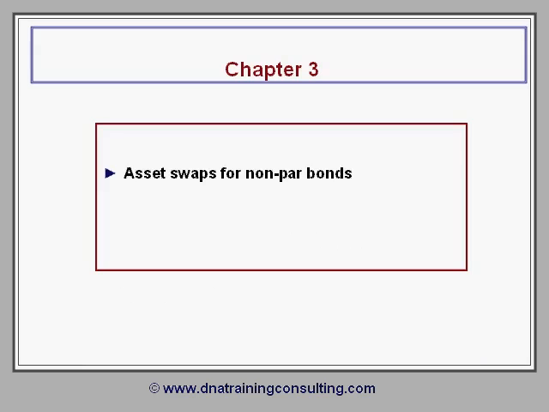This chapter 3 tackles the complexity mentioned briefly in chapter 2 by teaching you how to structure and price an asset swap package for a bond that is not trading at par. The chapter also explains the principal difficulty in using an asset swap spread measure to estimate a bond's risk relative to paper of the highest credit quality.